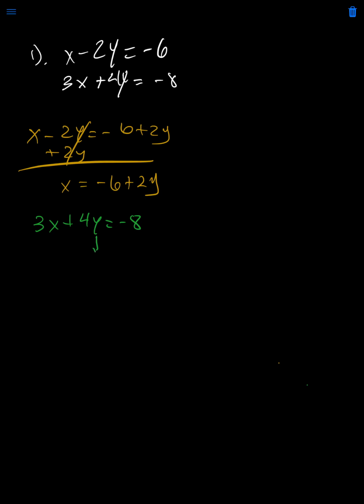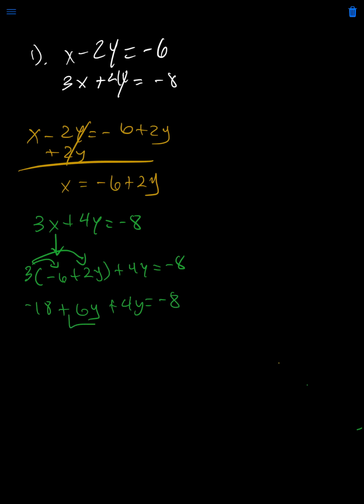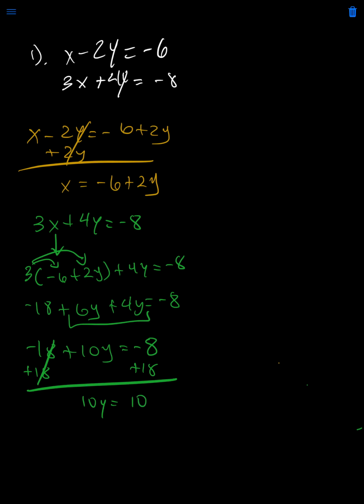So since x equals that, I can substitute into 3x plus 4y equals negative 8. Sorry, that's my fault, I'm replacing the x. So I know 3 times parentheses negative 6 plus 2y, plus 4y, equals negative 8. I'm going to distribute, which gives me negative 18. Distribute again to give me a positive 6y plus 4y equals negative 8. Combine these together, I have negative 18 plus 10y equals negative 8.